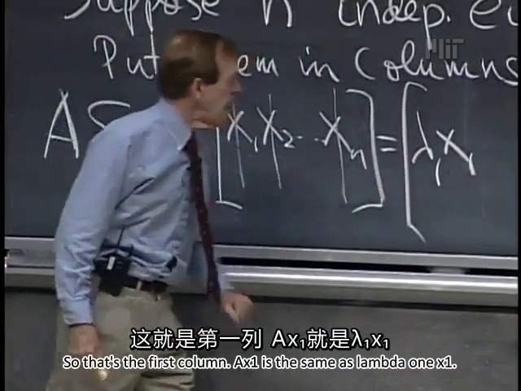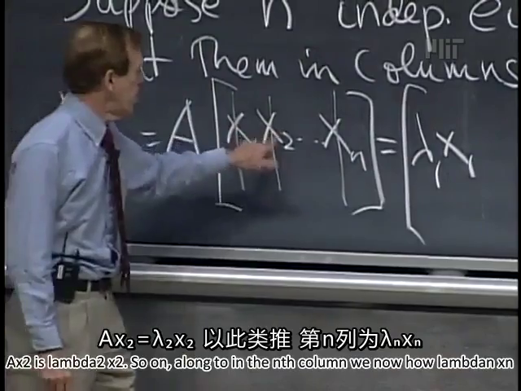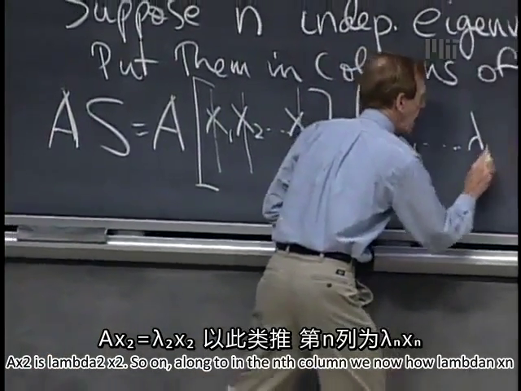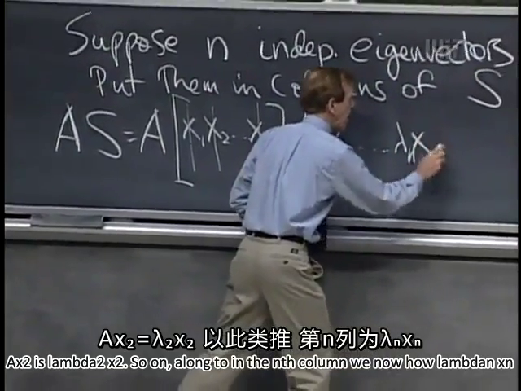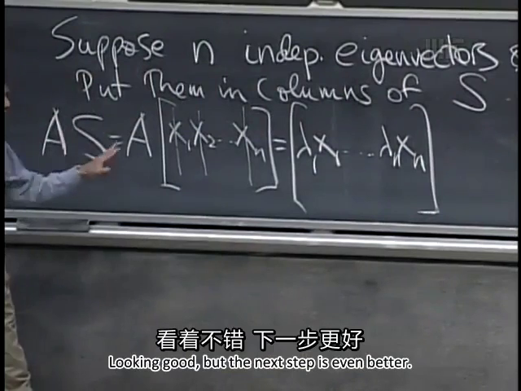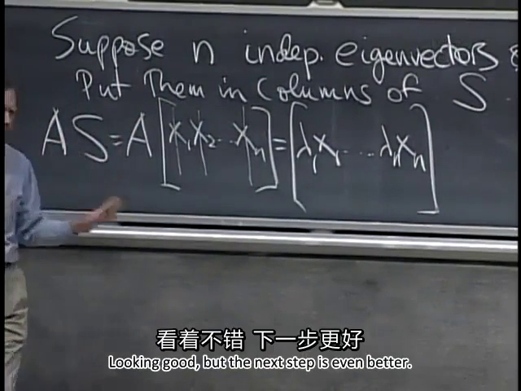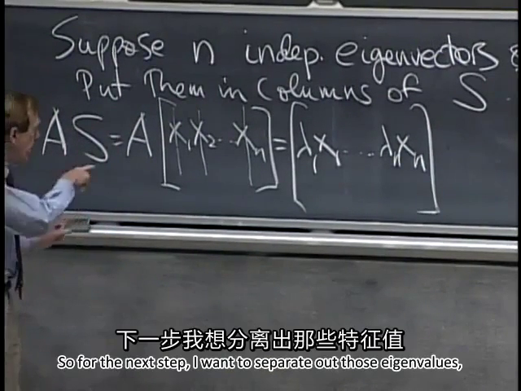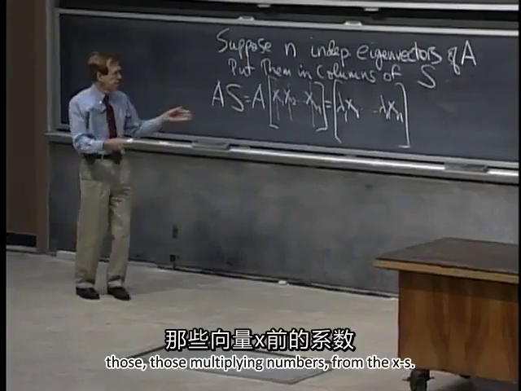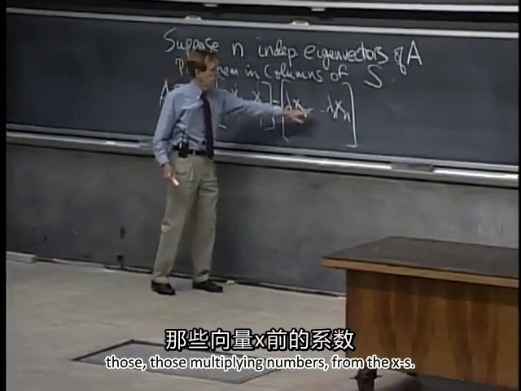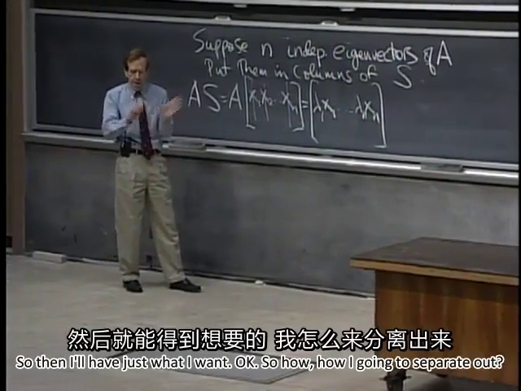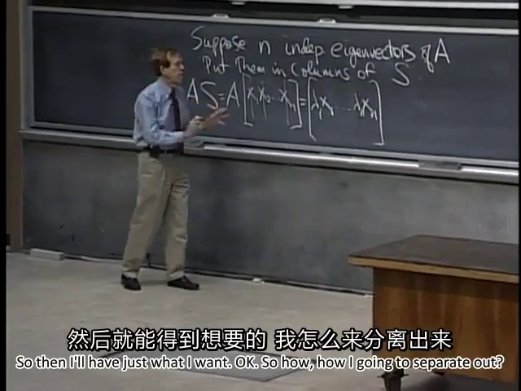So that's the first column. Ax1 is the same as lambda 1 x1. Ax2 is lambda 2 x2. So on along to, in the nth column, we now have lambda n xn. Looking good, but the next step is even better. For the next step, I want to separate out those eigenvalues, those multiplying numbers, from the x's. So then I'll have just what I want.